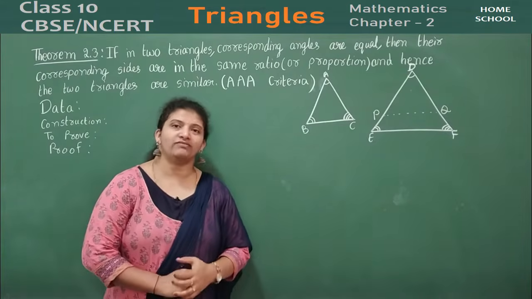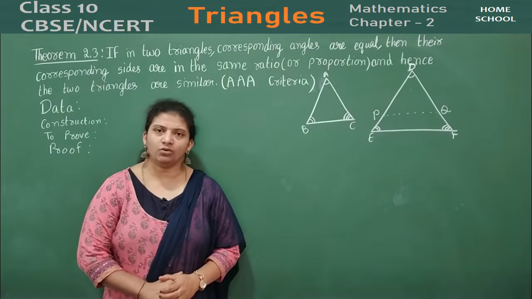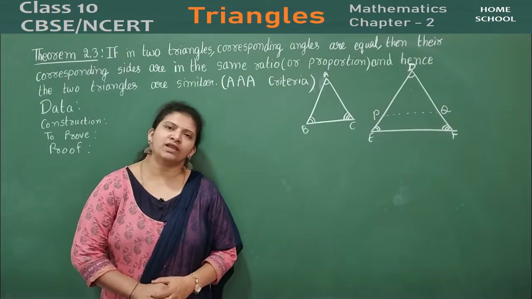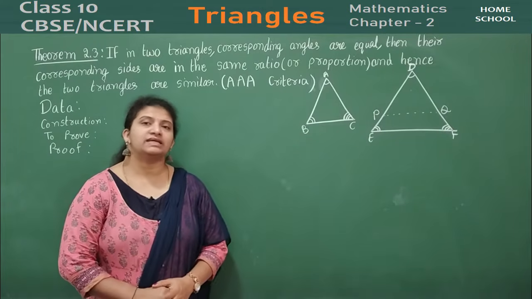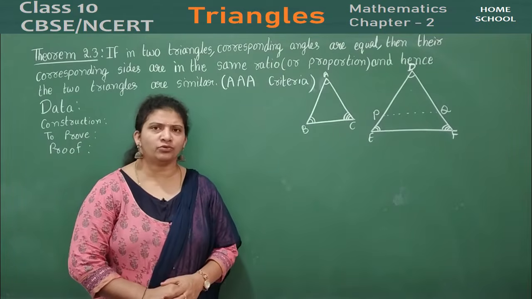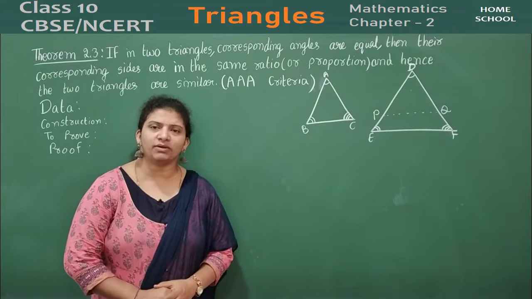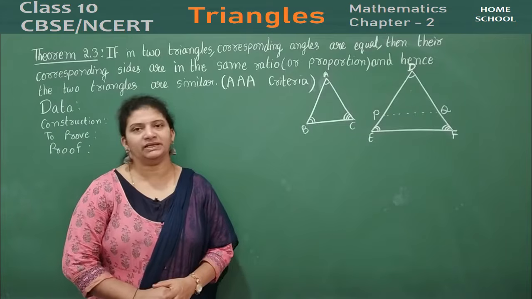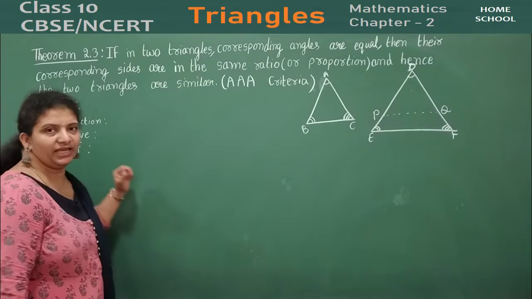So here you have to understand the statement carefully. Given data, only first line is given data, and rest of the lines you need to prove. So what they have given, corresponding angles are equal. What we need to prove, corresponding ratios are in proportion. If they are in proportion, we say that the 2 triangles are similar. Okay, let's start here.